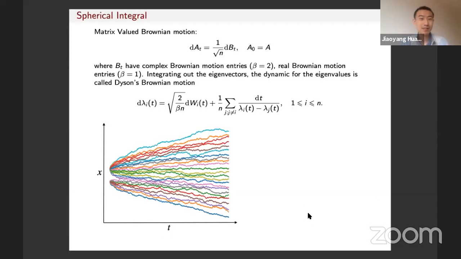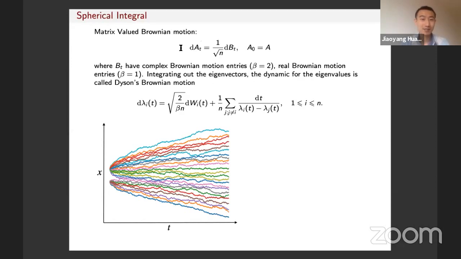The spherical integral is related to the matrix valued Brownian motion in the following way. If we start from a matrix A, and replace each of its entries by a Brownian motion normalized by 1 over square root n, then we have the matrix valued Brownian motion dAt equals 1 over square root n dBt. When beta equals 2, for the complex case, Bt will have complex Brownian motion entries up to the symmetry condition. And when beta equals 1, Bt will have real Brownian motion entries up to the symmetry condition.